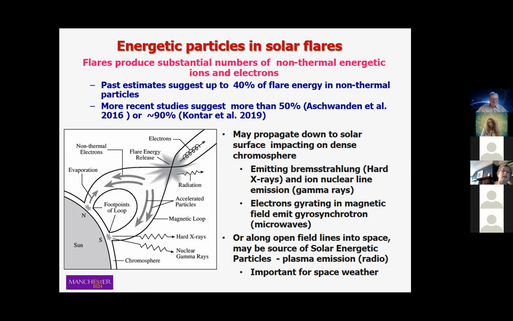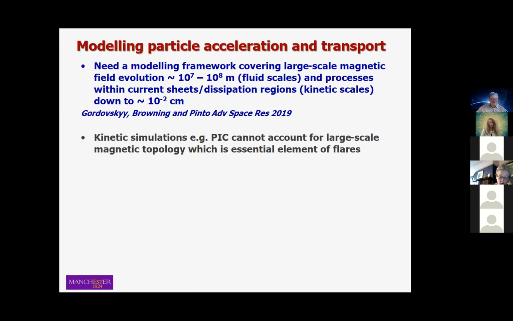Of course, modelling this from a theoretical point of view is pretty challenging. And one of the reasons why it's challenging is the huge range of length scales involved. On the one hand, you've got the global magnetic geometry, which may have scales of 10 to the 7, 10 to the 8 meters, and that's very nicely modelled by MHD. The fluid approximation applies.